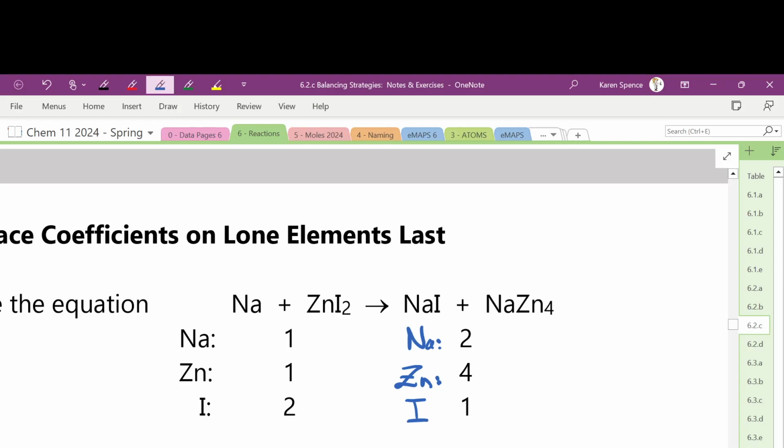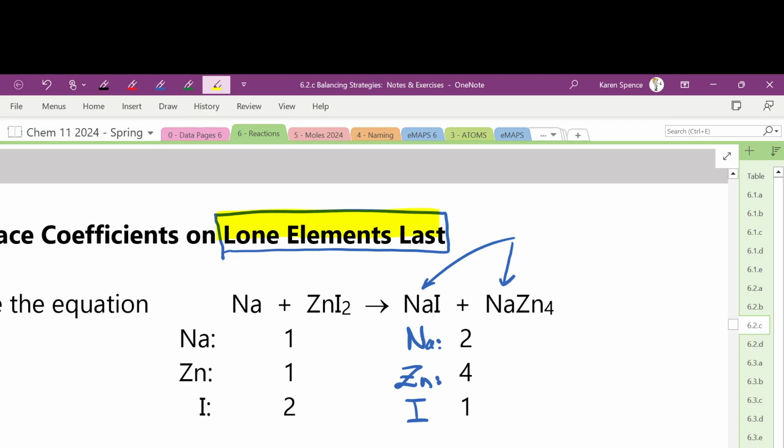So how many Nas do we have on the right-hand side? We have 2. But remember, we're learning a new one as well. We're going to balance our lone elements last. Who is a lone element here? Na. It's on its own. So when we say lone, we mean it is alone. So we're going to balance Na last. We're not going to worry about the Na. We're only going to worry about the zinc. So zinc is at 4 on the right.